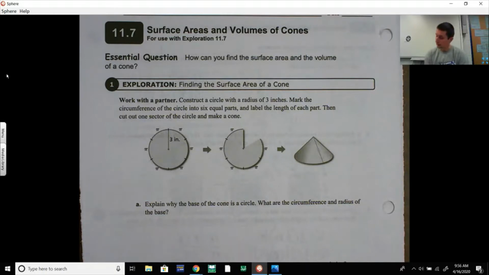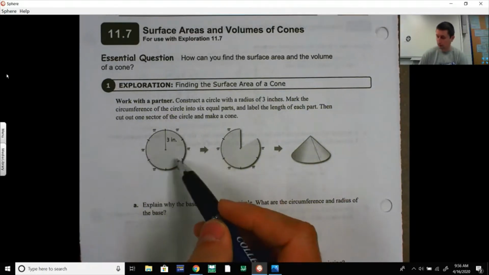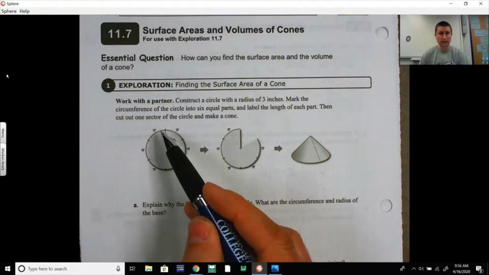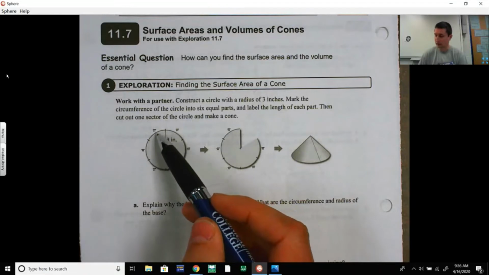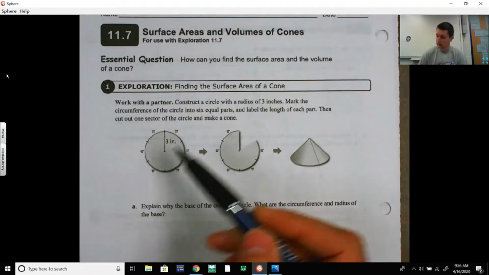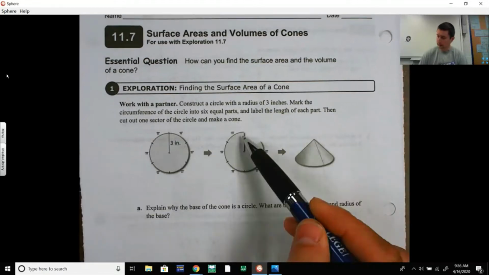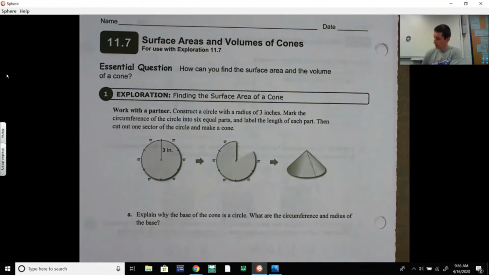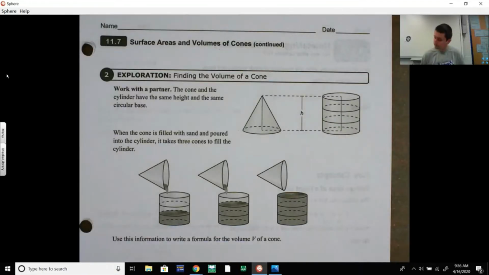So cones are unique in that you take a circle. If you divide it into 6 equal parts, or however many you want, you cut out one piece, stick it together, and you get a cone here. Okay. So surface area and volumes of cones, a couple formulas, mostly examples that we're working at here.